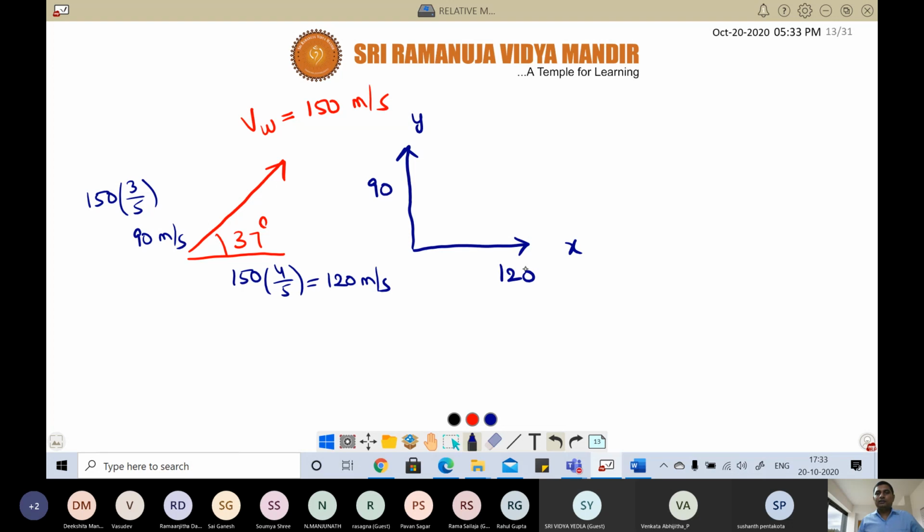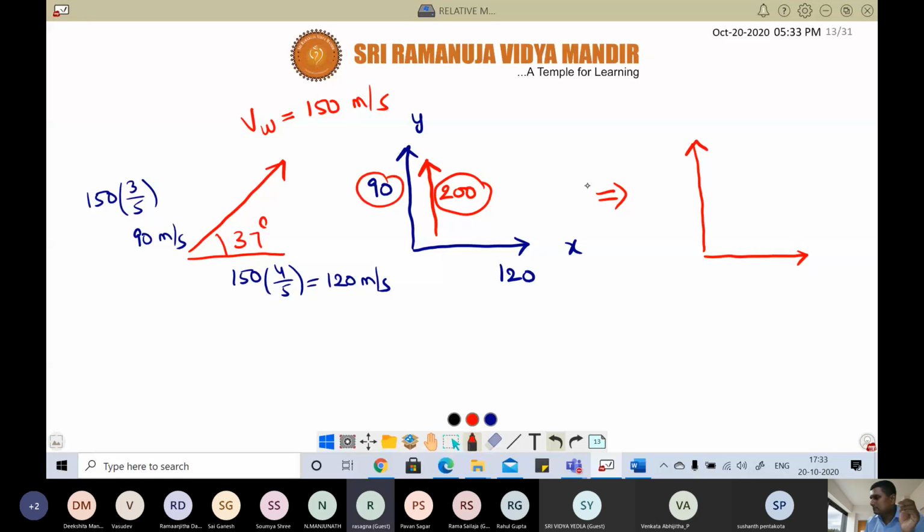Now our aeroplane is moving which side? Vertically, correct or not? So aeroplane's velocity is how much? 200 meters per second. Now tell me, which component of wind velocity will help the aeroplane? X component or Y component? Y component. So in effect, the Y component of net will be how much?